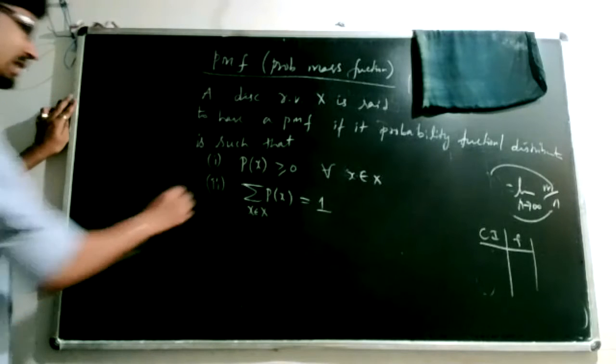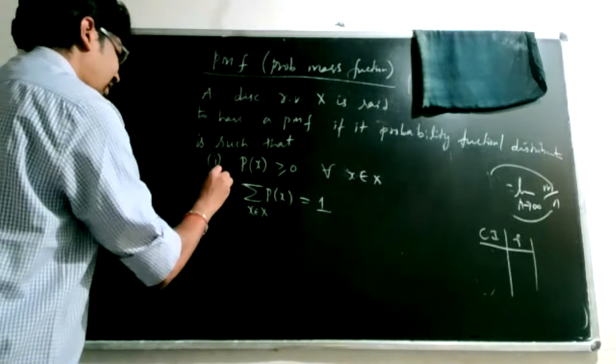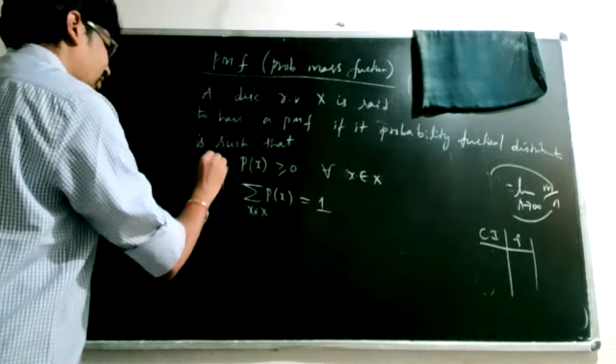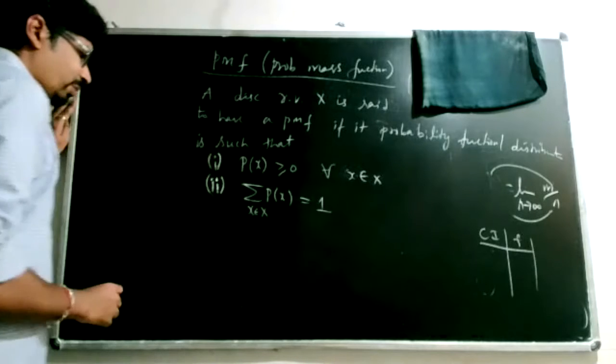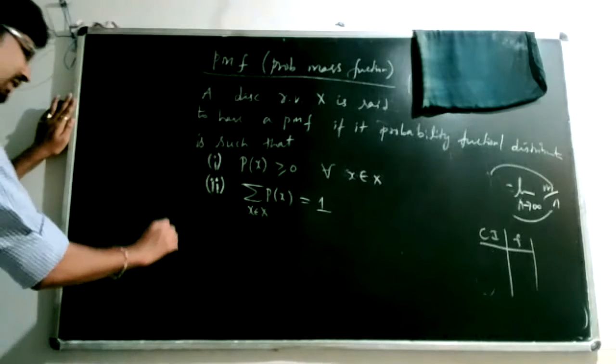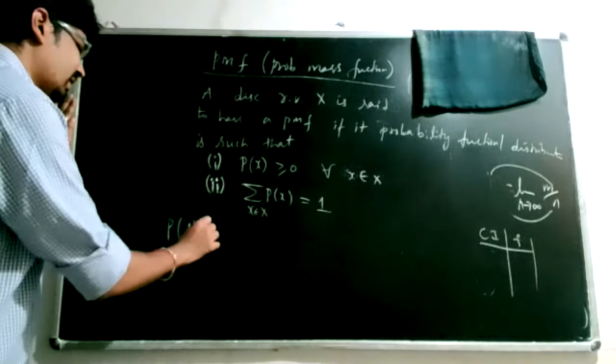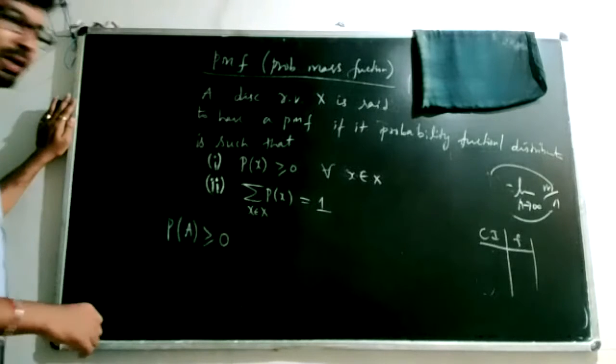What we are telling here is that we are just applying the already known conditions on probabilities. While defining probability, we said the probability of any event is always greater than or equal to 0.